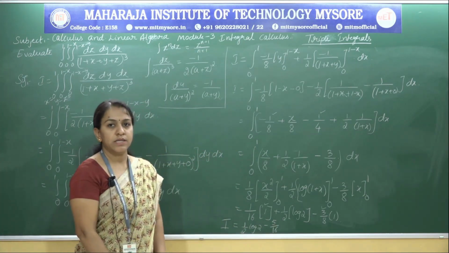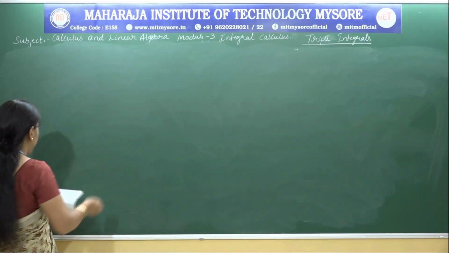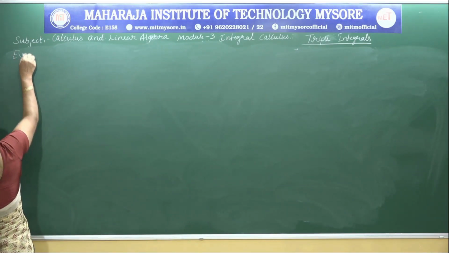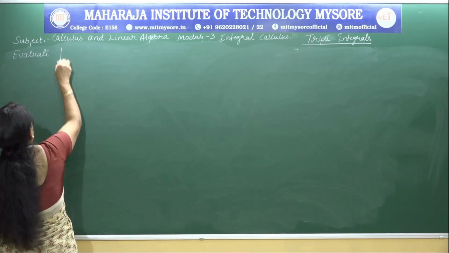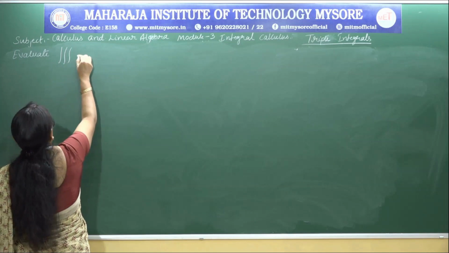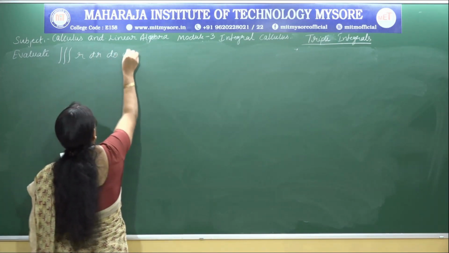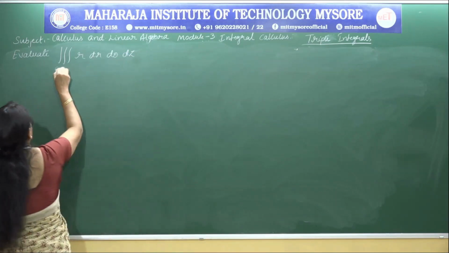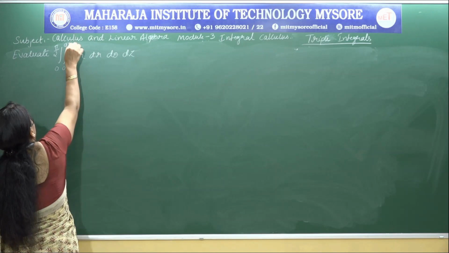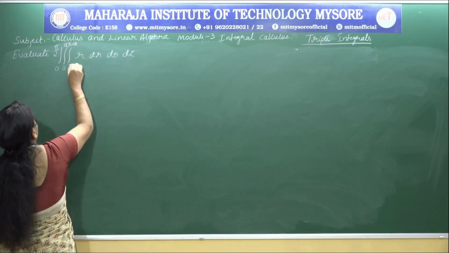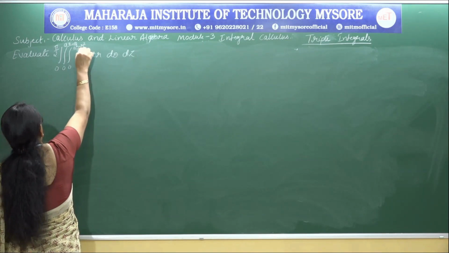is our result. So the next problem, evaluate triple integral r into dr into d theta dz between the limit 0 to pi by 2 and 0 to a sin theta and 0 to a square minus r square by a.